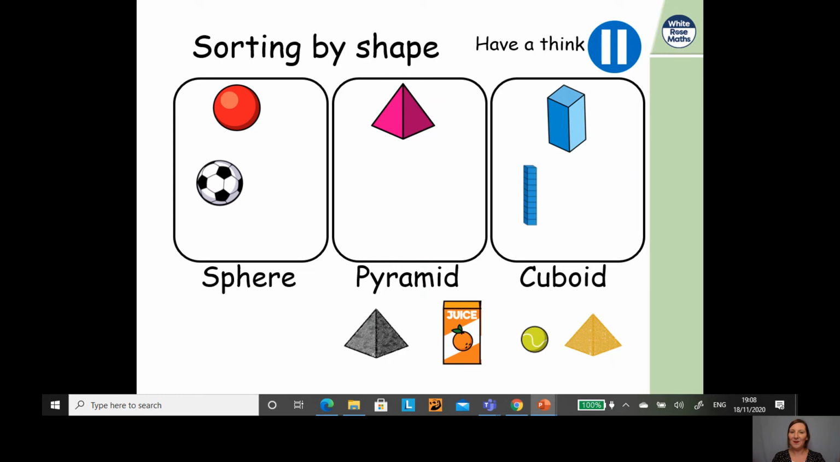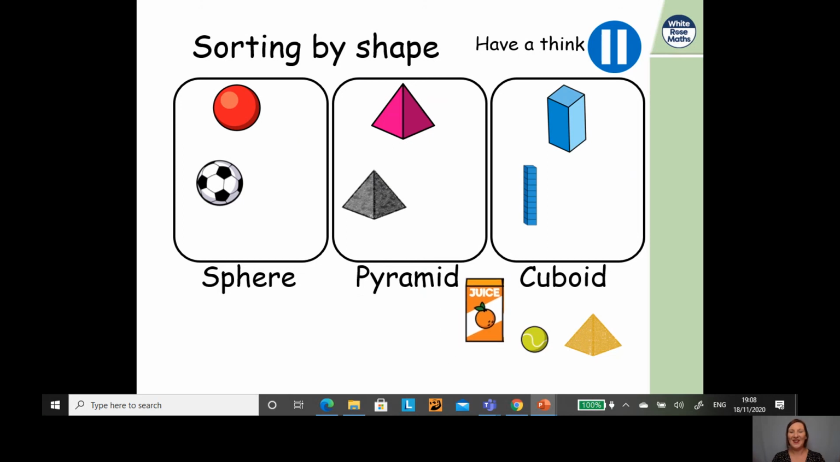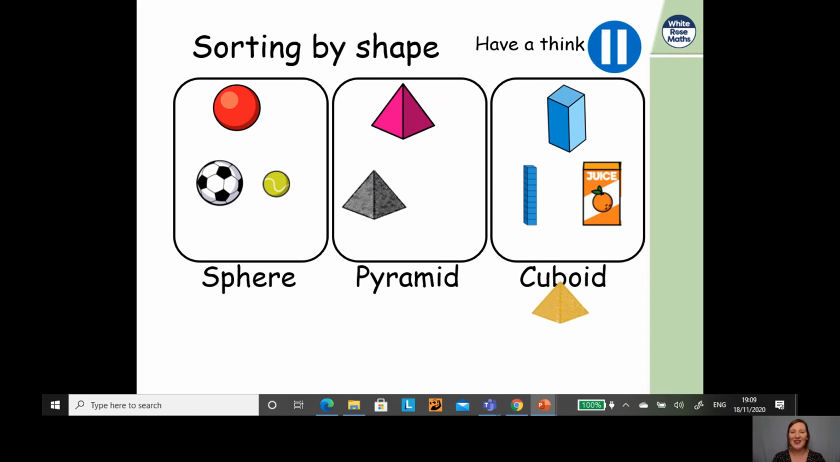My next one is a beautiful pyramid. That's right. I've then got a box of juice. That's a cuboid shape, isn't it? Fantastic. The next one's a tennis ball. That's a sphere shape. My last one is a pyramid. That's correct.